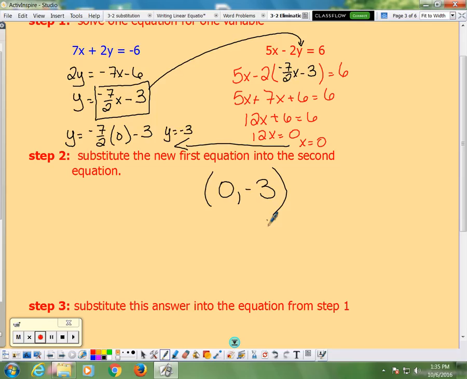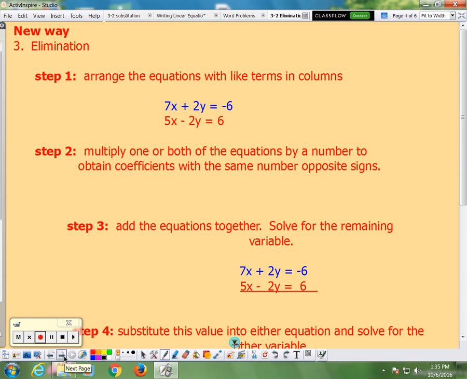So hey, this is all good to go, because all three different ways, substitution, graphing, and elimination, should all get us the same answer. So let's look at this using elimination. So I have my two equations.